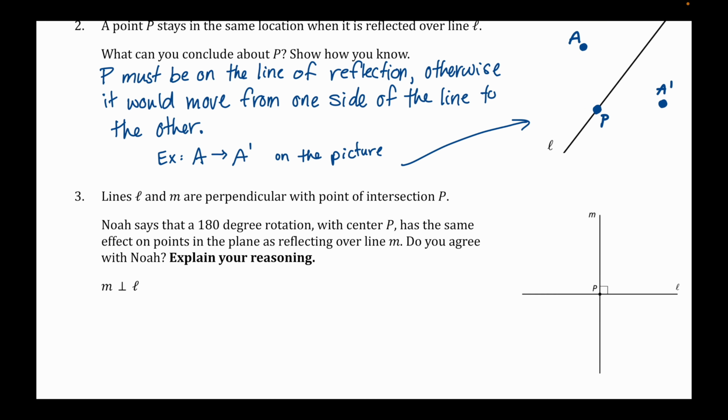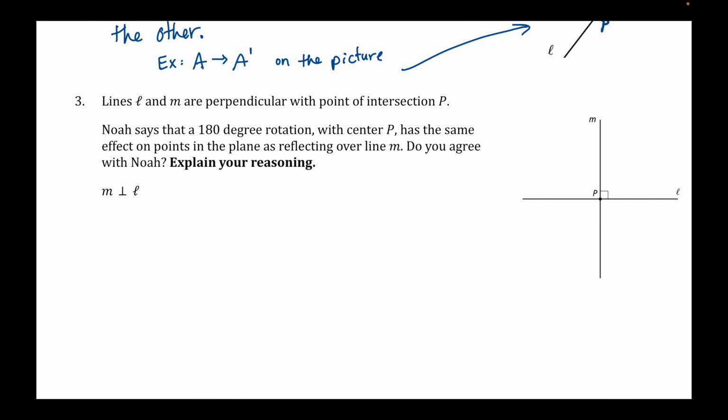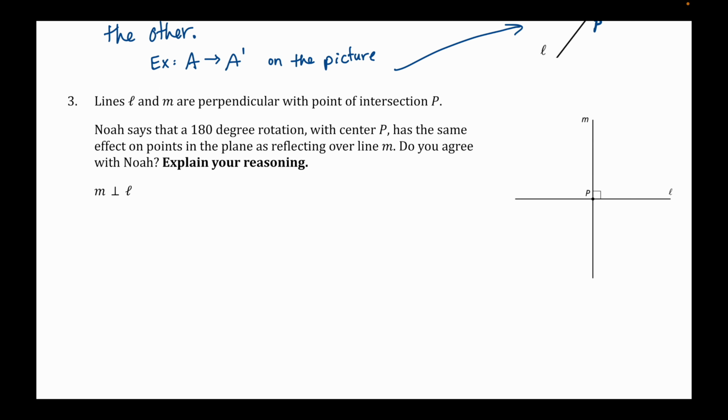Okay, question 3. Lines L and M are perpendicular with a point of intersection P. Noah says that a 180-degree rotation with center P has the same effect on points in the plane as reflecting over line M. Do you agree with Noah and explain your reasoning? Well, first off, they did tell us that the lines are perpendicular. We're also given this here, and so I'm going to highlight that I have my little perpendicular in the corner over there too.